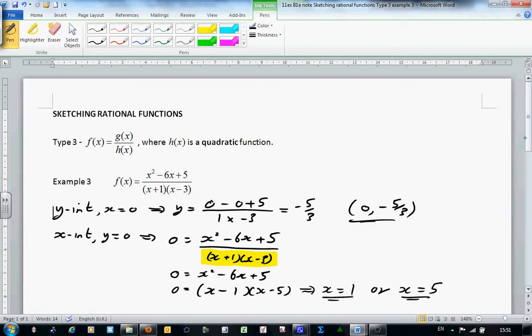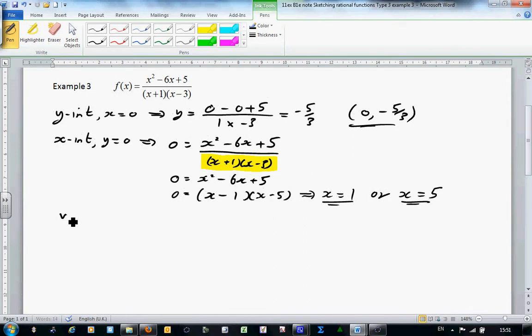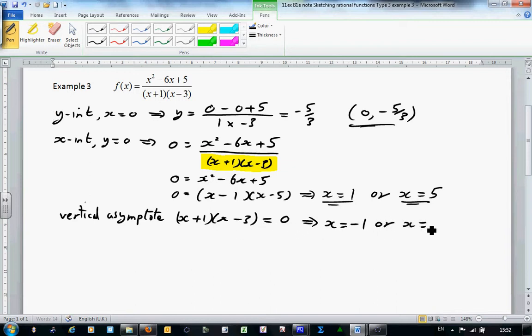Let's have a look at the vertical asymptote. And as ever, what we're looking for is when does the denominator have a value of 0. Well, it's already factorized, so either x plus 1 is 0, so x must be negative 1, or x minus 3 is 0, so x equals 3. Those are your vertical asymptotes. Horizontal asymptote.